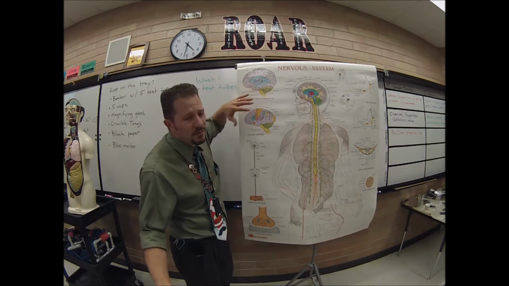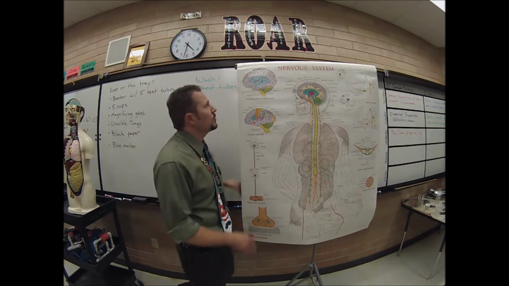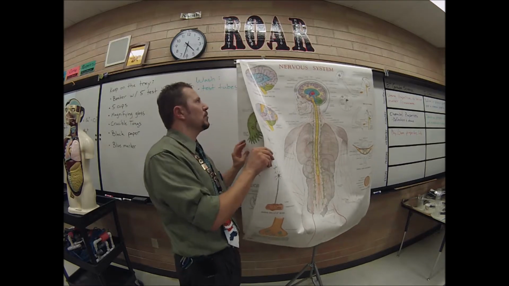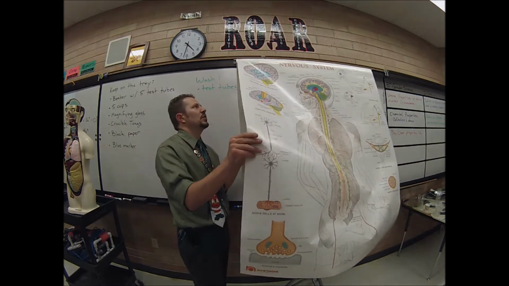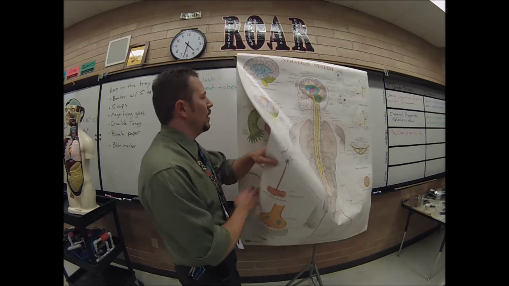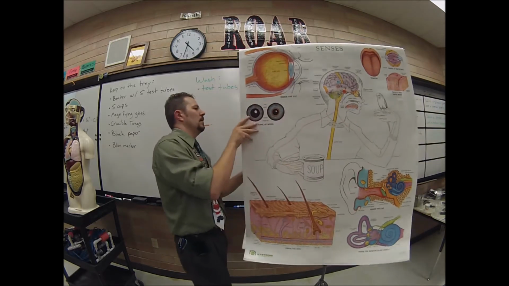Different parts of the brain are responsible for different types of functions. We'll talk a little bit about a couple of those as we talk about the endocrine system, which I think is coming up. Yeah, we'll go ahead and flip that over this way here.